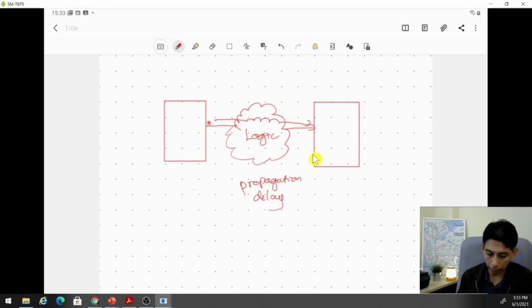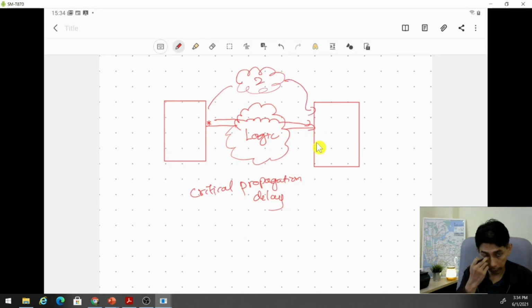All right, so the critical propagation delay is the worst delay in your design. For example, this is path one, maybe you have path number two, so this is path number two, going to the register as well. Maybe the delay of path two is 1 nanosecond, and path one is 2 nanosecond. So in this case, the critical path delay is 2 nanosecond, because this path has the longest delay. So the CPD is 2 nanosecond. Okay, so that is the first one.